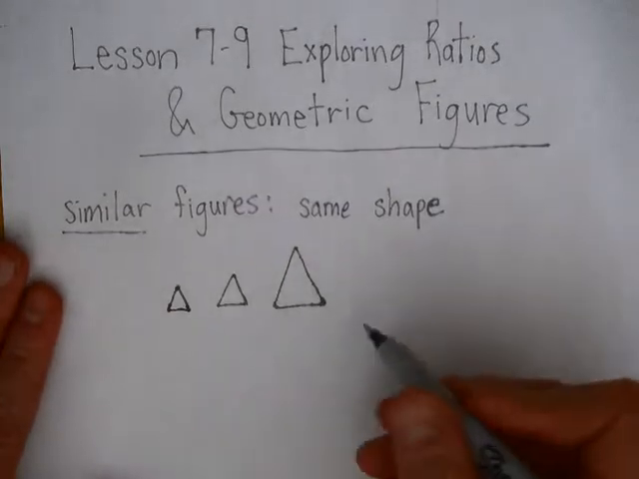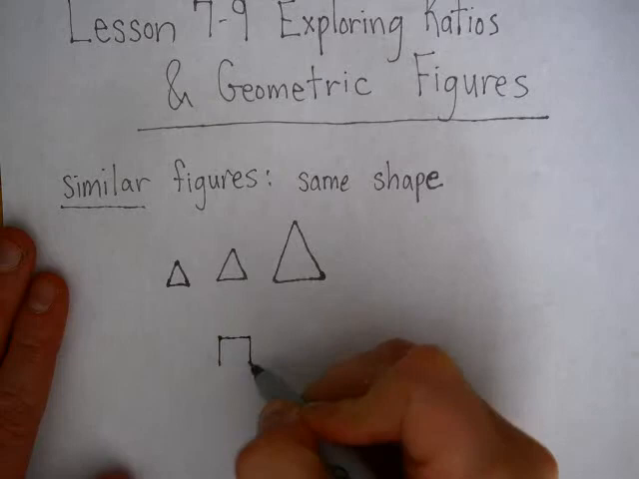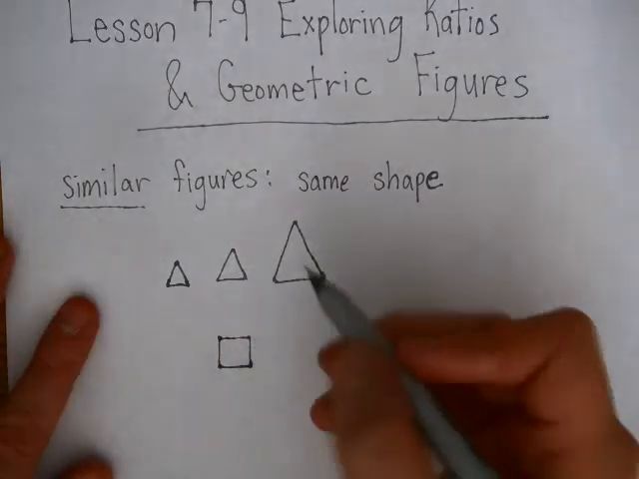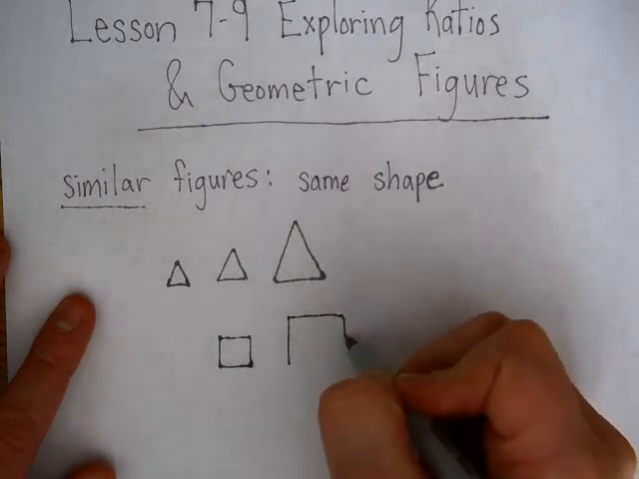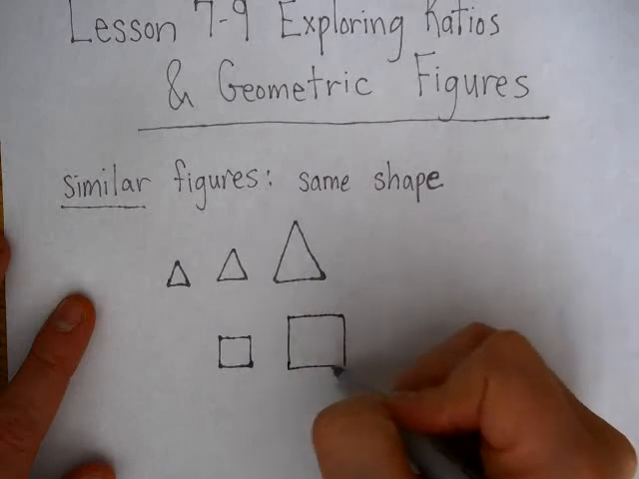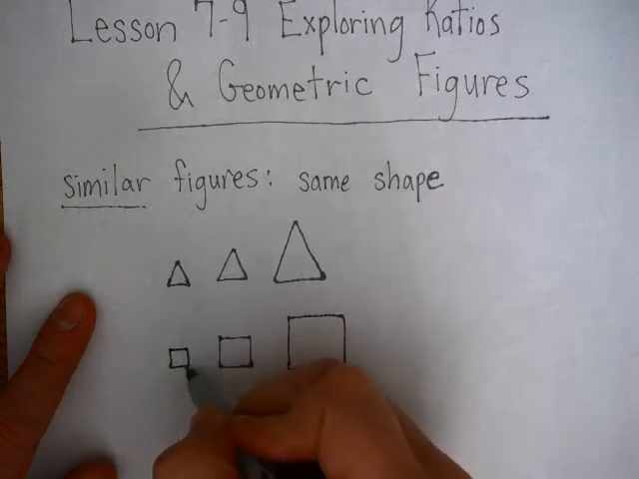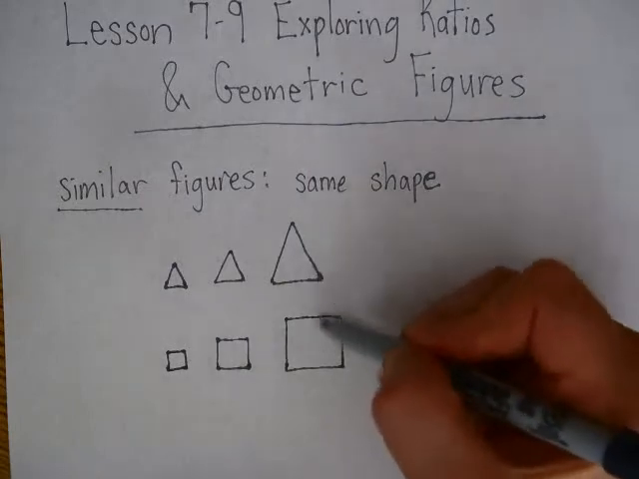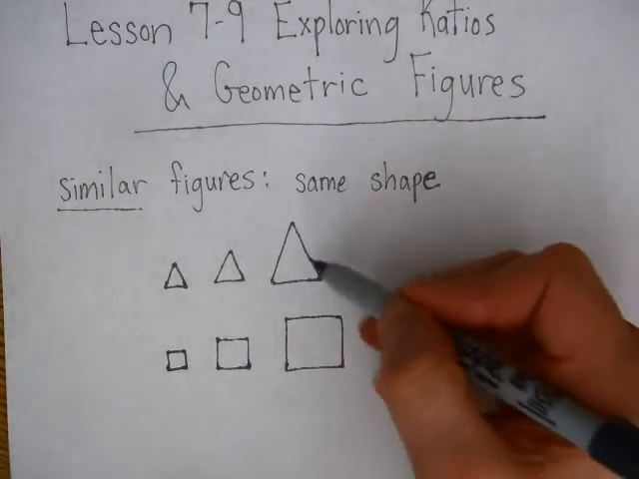The same could be said if I have a square. Let's say that this is an exact square. If I want to have a similar figure, it would be just a square that's bigger, like this. Or a square that is smaller. But in any case, it's going to be a square. These figures are similar. However, these figures are not similar. Those are not similar figures in math.